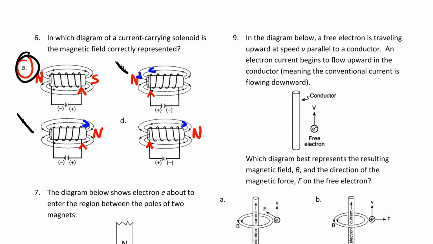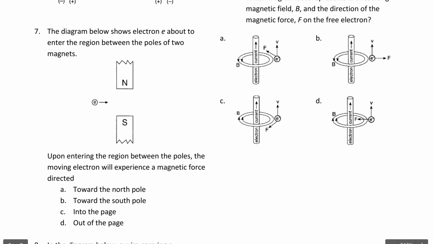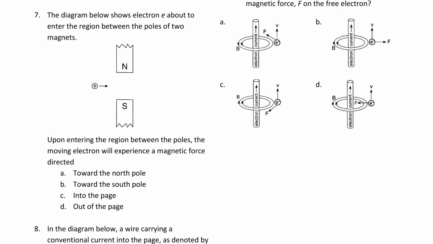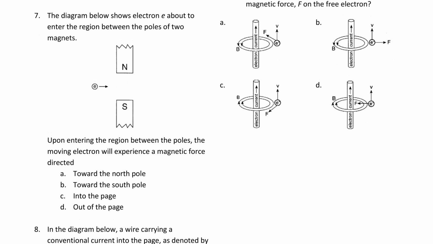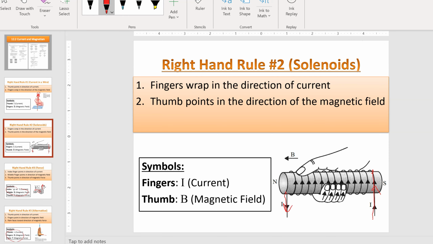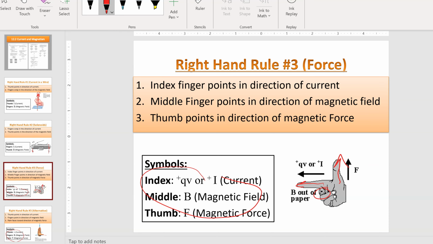Man, that's some tricky stuff. Ready for it to get harder? This is number 7. I know right away we're starting with right hand rule number 3 because there's a pre-existing magnetic field, and then there's going to be another magnetic field because of this moving charge. So if there's a pre-existing magnetic field, you know we're going to be doing right hand rule number 3.